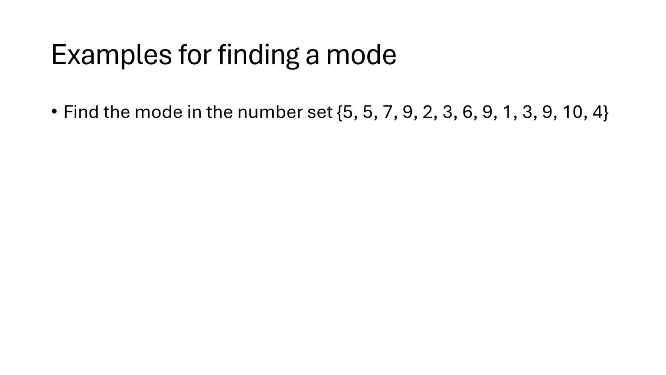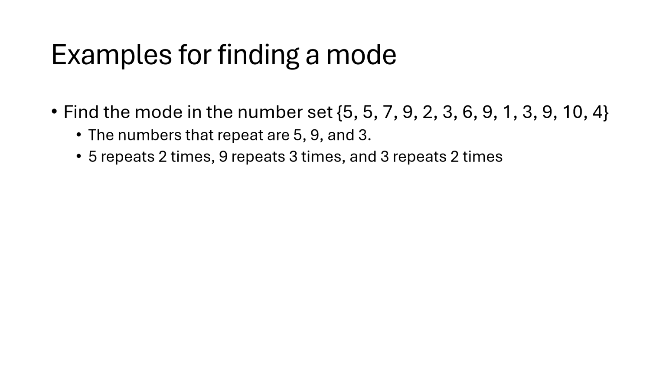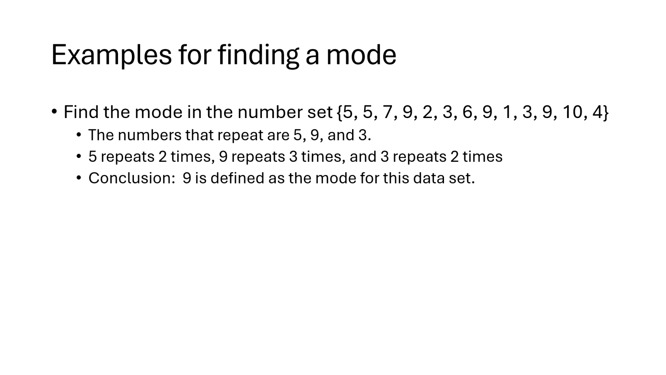And so here are some examples for finding a mode. The first example, find the mode in the number set 5, 5, 7, 9, 2, 3, 6, 9, 1, 3, 9, 10, 4. The numbers that repeat are 5, 9, and 3. 5 repeats 2 times, 9 repeats 3 times, and 3 repeats 2 times. And so since 9 repeats the most number of times, 9 is the mode for this data set.